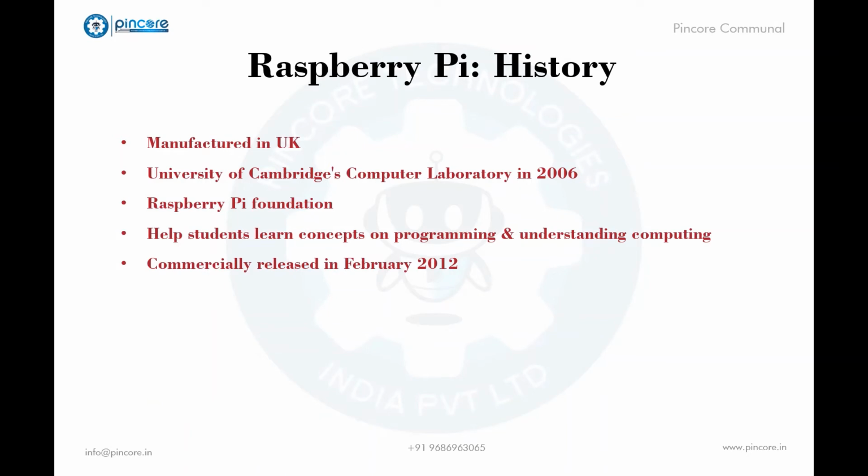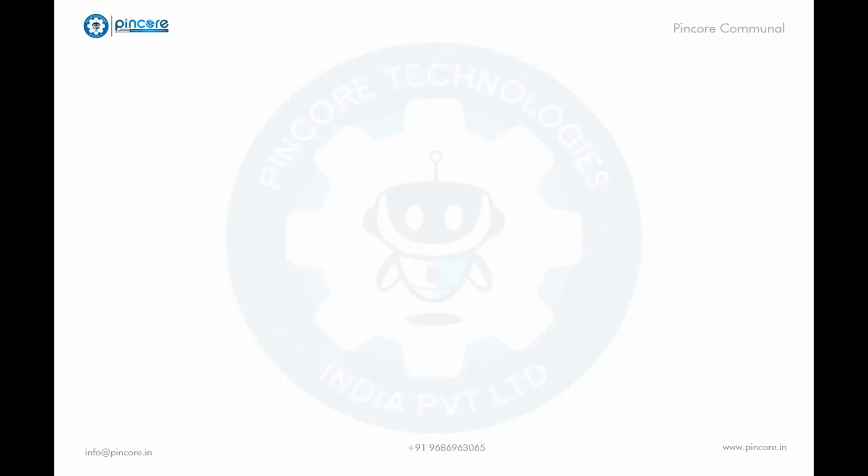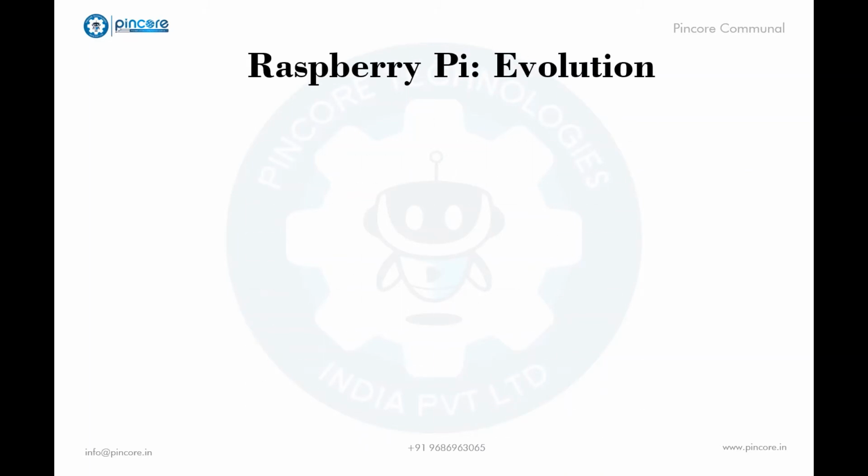Raspberry Pi was commercially released in February 2012. The board has undergone a number of revisions since then. They are available in two models, Model A and Model B. Model A is lower cost and simple, whereas Model B is more powerful with Ethernet connectivity. So now let's move to the evolution of Raspberry Pi.